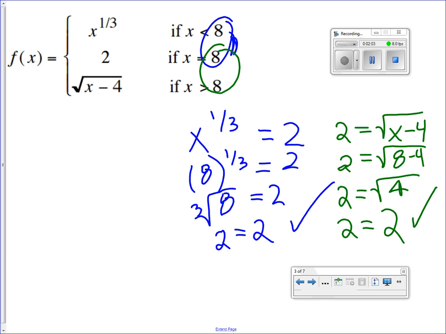If we were to graph all three pieces, they would all connect. We would not have to pick up our pencil to go from the first piece to the second piece to the third piece. Because it has 3 branches, we had to check 2 places.